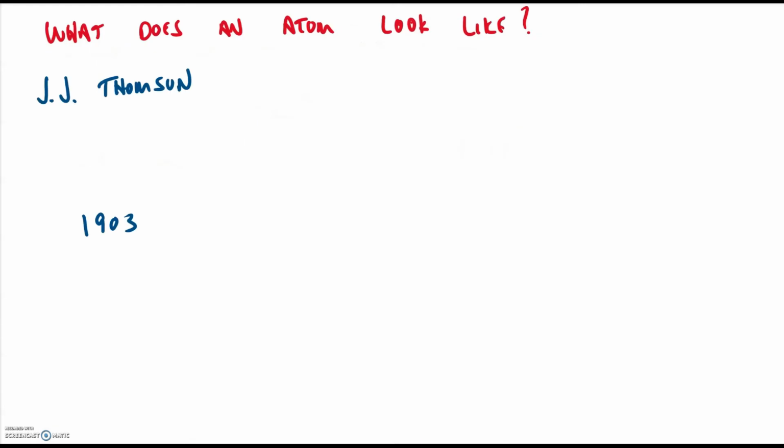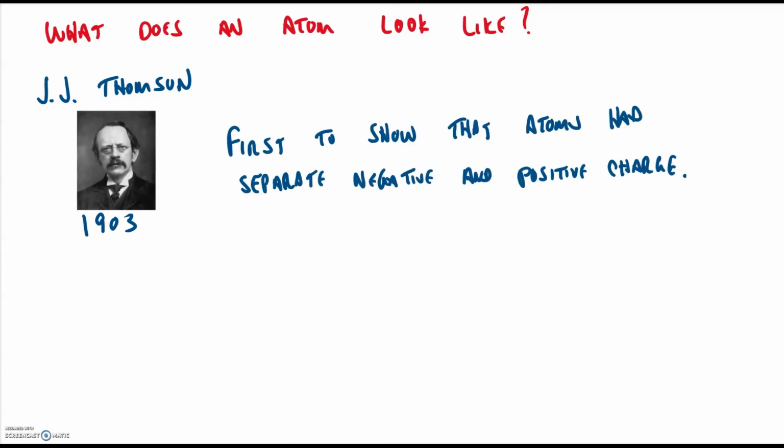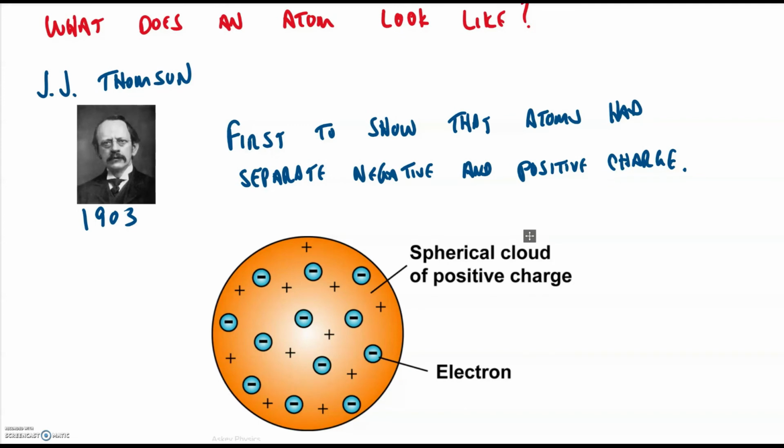Well, J.J. Thomson in 1903, that's this guy, was the first to show that atoms had both negative and positive charge. But he didn't know too much about where these charges were located, so his first model of the structure of an atom looked like this. What we call the plum pudding model, because Thomson knew that they were both positive and negative charge from his experiments with a cathode ray tube.